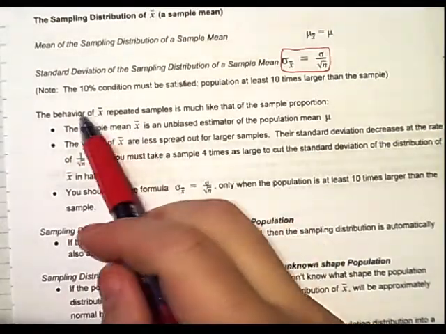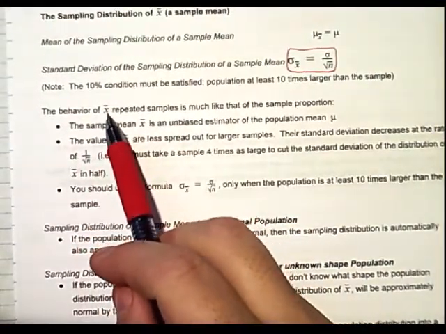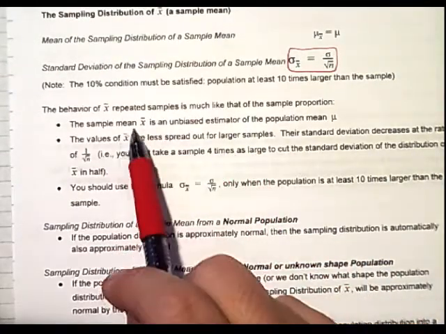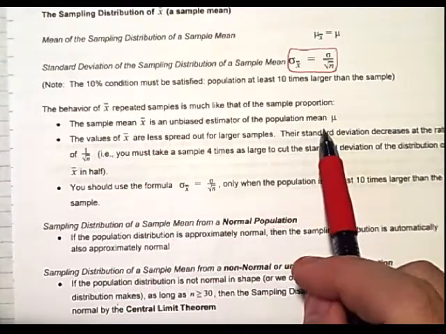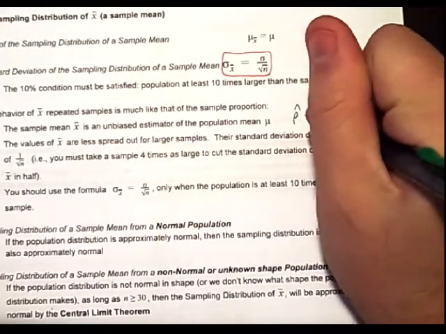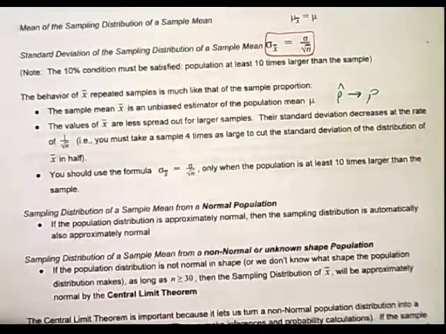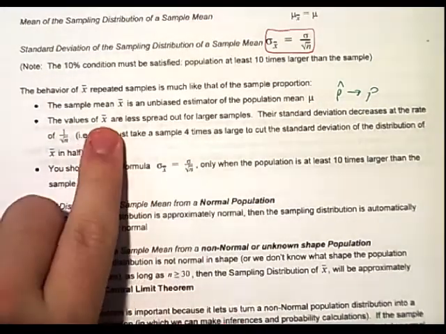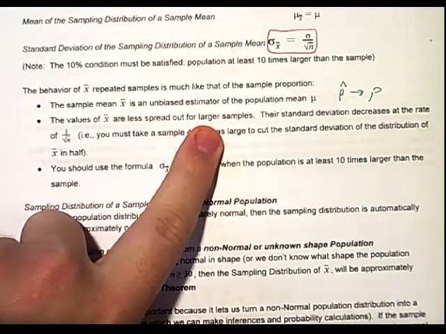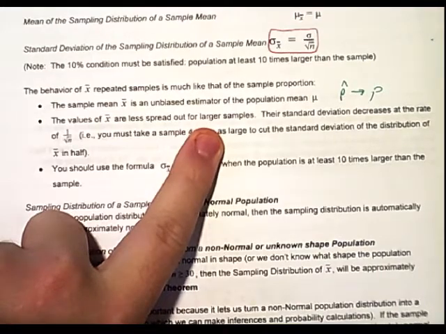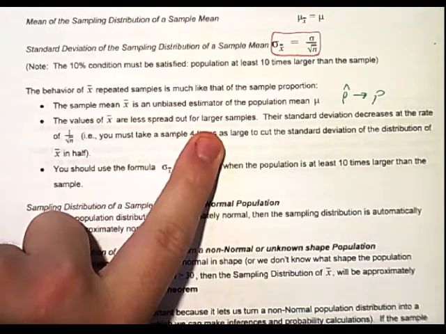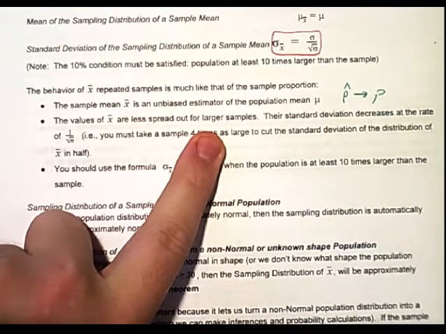And then this part right here, it just says the behavior of X bars, of the means of repeated samples, is much like that of the sample proportion. It says that X bar is an unbiased estimator of mu, just like p-hat is an unbiased estimator of rho. It says the values of X bar are less spread out for larger samples. We saw the same thing with proportions. Which means that if we take bigger samples, the spread of our sampling distribution is going to be more condensed. The data is going to be closer to each other, just like we see with our pennies.